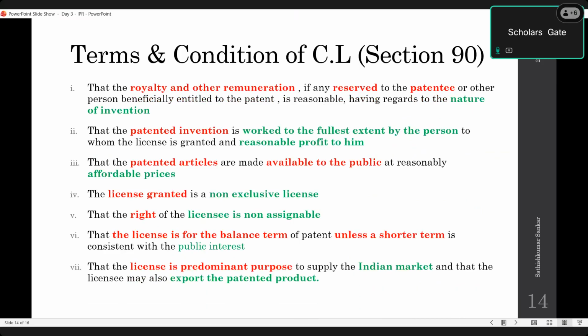Okay, terms and conditions of that compulsory license. Here we can see that the royalty and other remuneration reserved to the patentee or other person beneficially entitled to the patent should be reasonable, having regard to the nature of the invention. So royalty should be paid to the original patent inventor, but the patented invention is worked to the fullest extent by the person to whom the license is granted, with a reasonable profit to him.